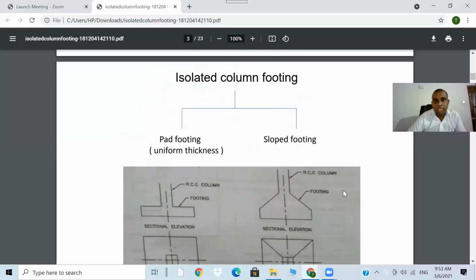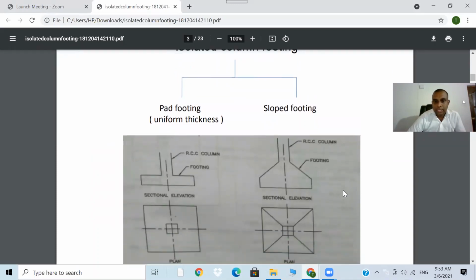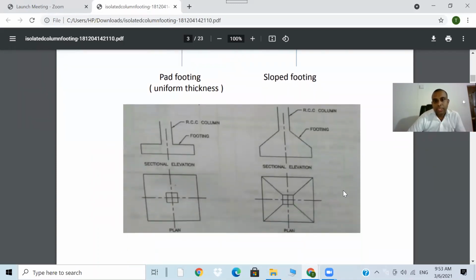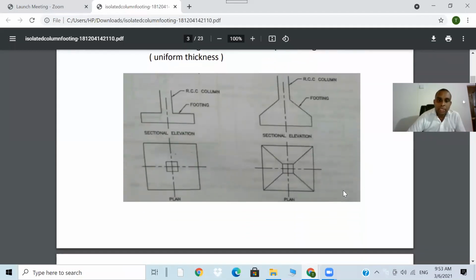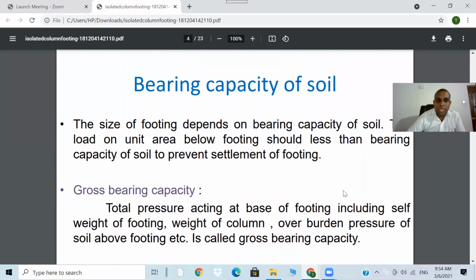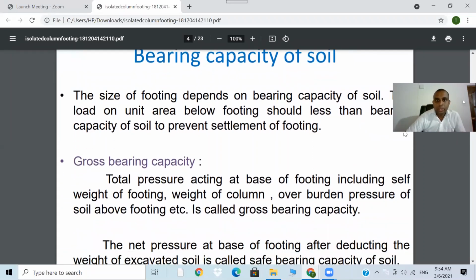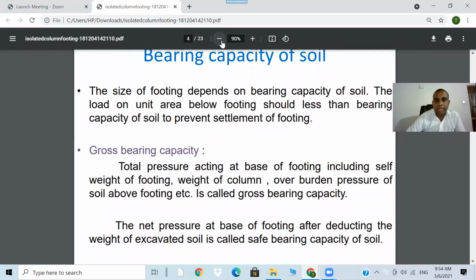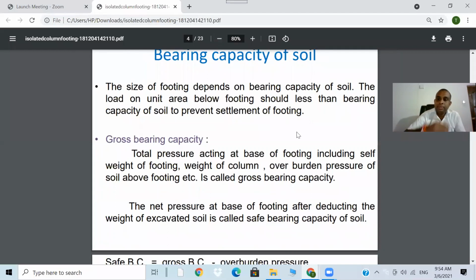When you talk about these isolated footings, right? So the pad footing, slope footing, you can see here the different kinds of footings being used in building design, right? So what do you mean by the bearing capacity? The bearing capacity in the sense that when the building is subjected to any loads, the final point to transfer the load from the structure to the soil is the footing.